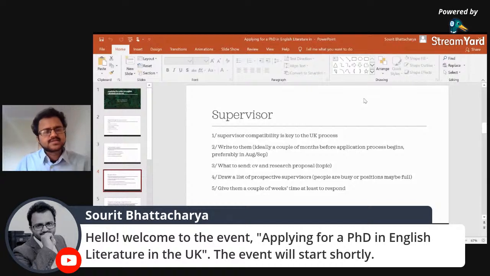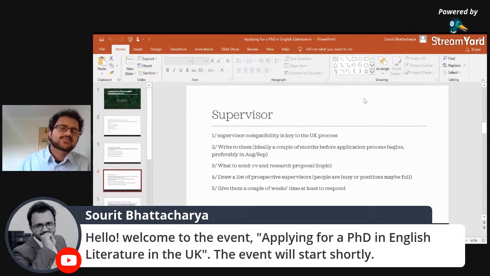I would suggest you do it a couple of months before you plan to start the application procedure. Maybe somewhere in August or September, because if you're planning for January 2021, or even for later September 2021, then maybe slightly later, but have some time in hand. And why I say August and September, it's tricky, because August and September are when supervisors, like faculty members in the UK, will also take summer breaks, or research oriented leave, holiday leave, etc.